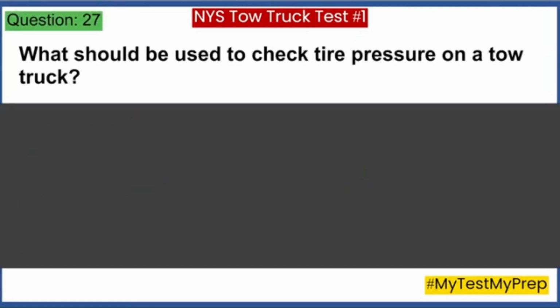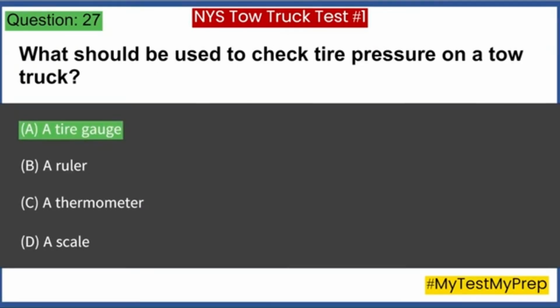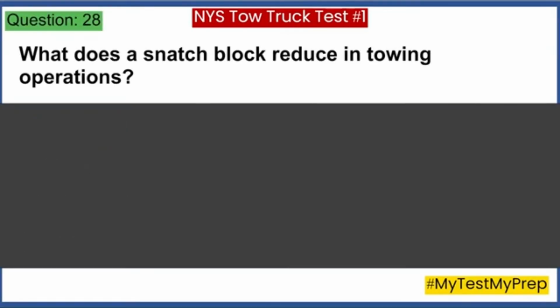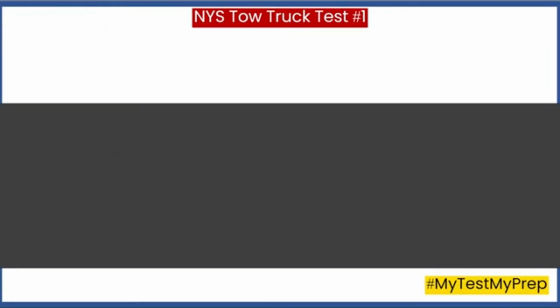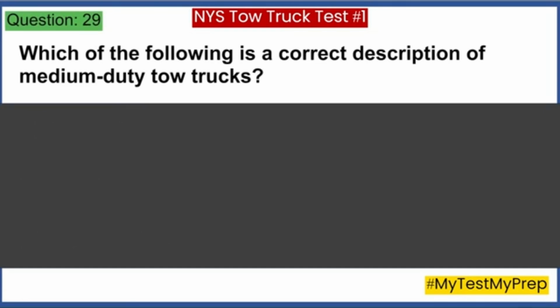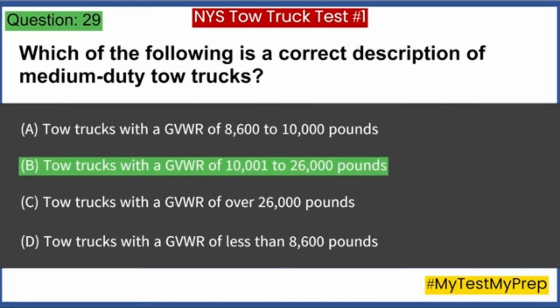What should be used to check tire pressure on a tow truck? Answer: Tire gauge. What does a snatch block reduce in towing operations? Answer: Line tension. Which of the following is a correct description of medium-duty tow trucks? Answer: Tow trucks with a GVWR of 10,001 to 26,000 pounds.